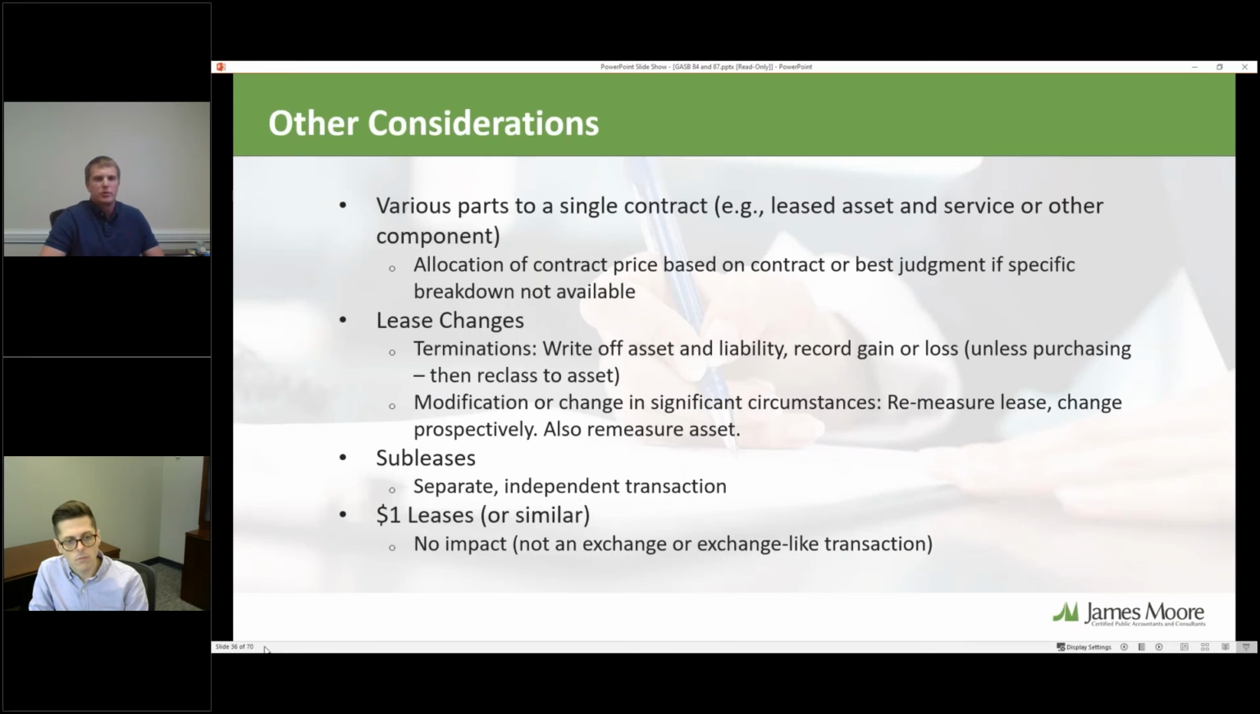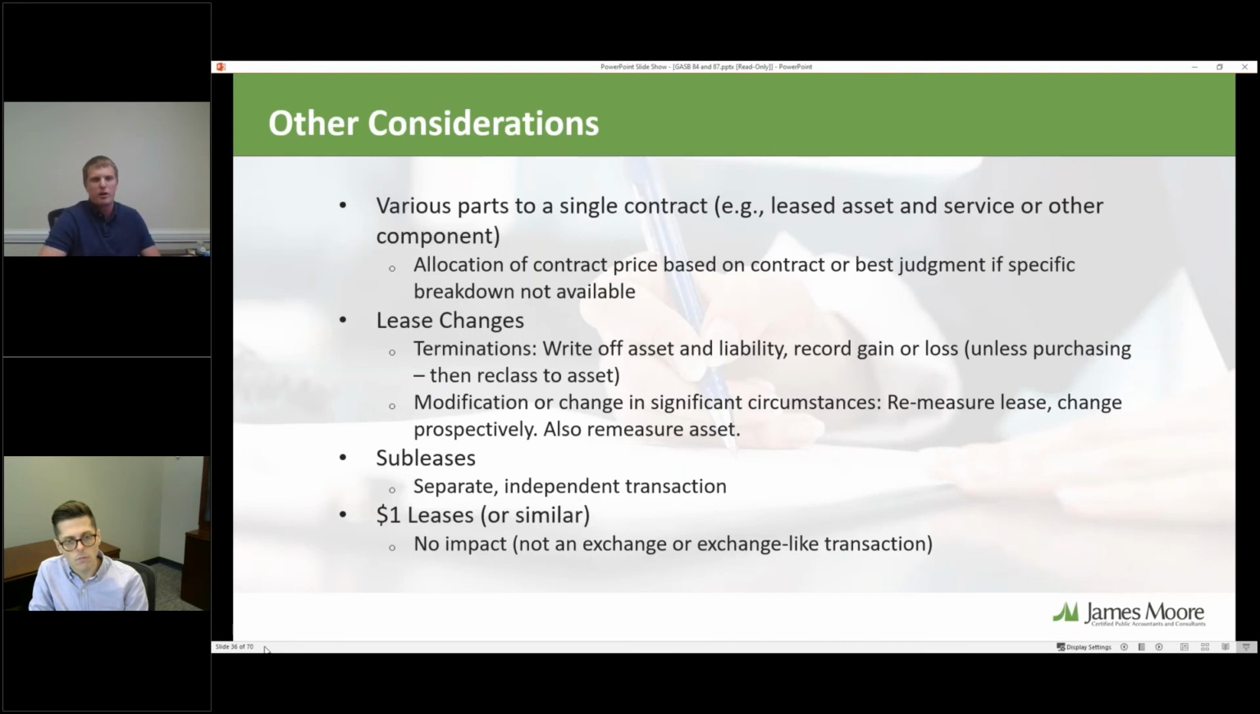Any changes to a lease, if you've got a termination, you're going to write off the asset and the liability, potentially record any gain or loss for the difference. Any modification or change in significant circumstances, you're going to remeasure. You're going to change that prospectively, potentially remeasuring the asset as well. If you've got a sublease transaction, you're going to treat that completely separate as an independent transaction.